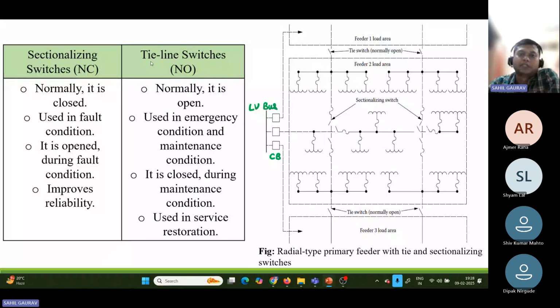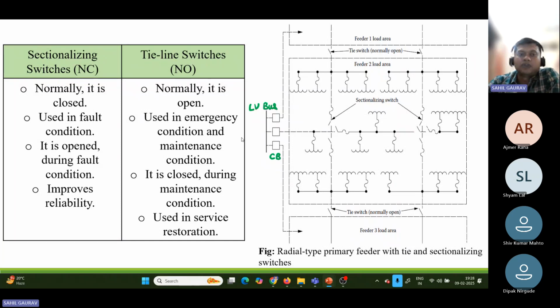From this LV bus, three feeders are going outwards. The top one is the feeder one load area, the middle one is the feeder 2 load area, and the bottom one is the feeder 3 load area. So three feeders are coming out from this LV bus. These are the primary feeders, and these primary feeders are connected to the distribution transformers through fuses.